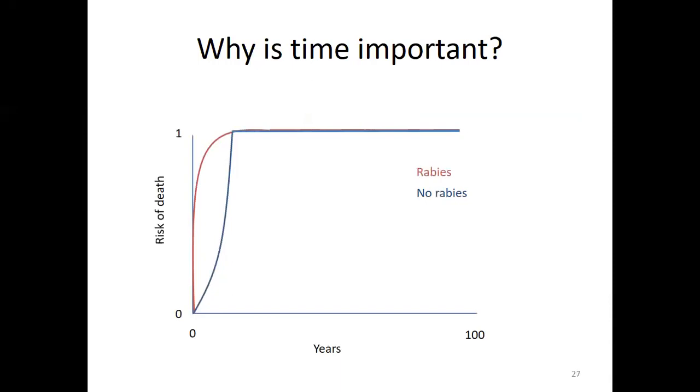So particularly when you're looking at mortality, but for other outcomes as well, it's really important to specify what is the time frame that you're interested in. Are you talking about 6 months, 30 days, 10 years? And those are potentially going to give you very different answers.